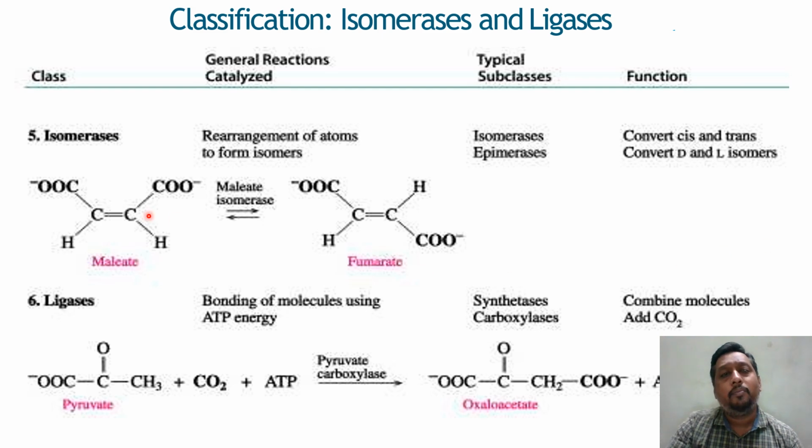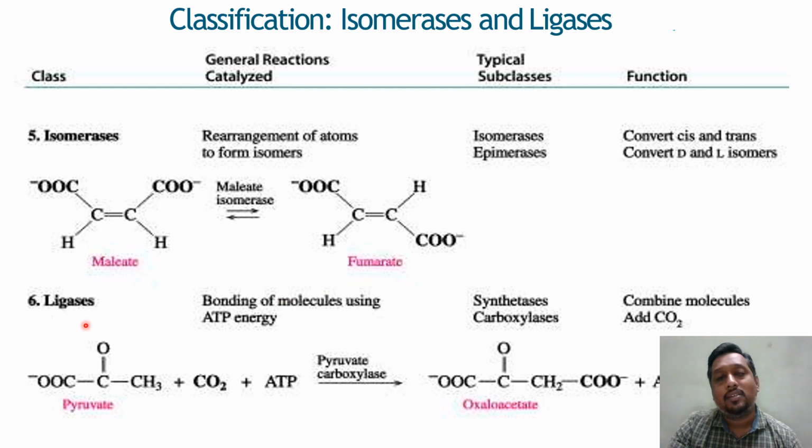The fifth type is isomerases, the rearrangement of atoms to form isomers. They further convert cis to trans, and epimerases convert D to L isomer. One typical example is maleate, which is a cis isomer. If you use maleate isomerase, it will convert the cis isomer to the trans isomer, fumarate.